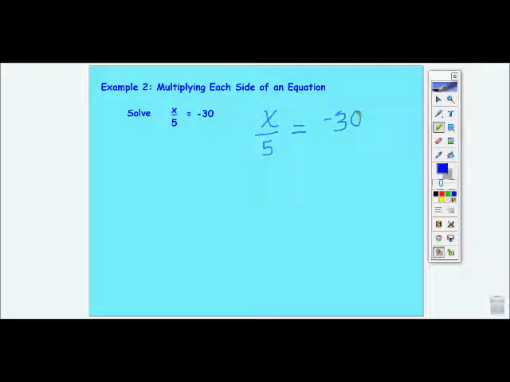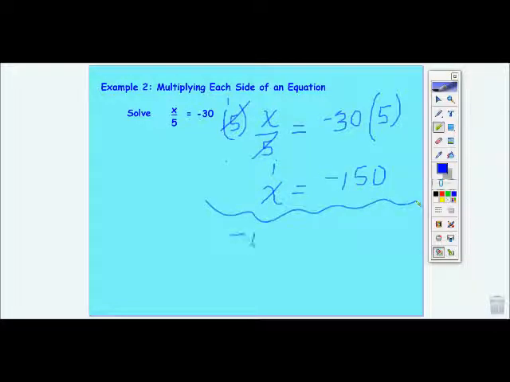Now, x is being divided by 5, so I'm going to do the opposite operation, and I'm going to multiply by 5. But if I multiply this side by 5, I need to keep it as a balanced equation, so I need to multiply this side by 5 as well. 5 goes into 5 one time, leaving me with just my x on this side, and negative 30 times 5 equals negative 150. I can do my check: is negative 150 divided by 5 equal to negative 30? And it is, so I've solved that correctly.